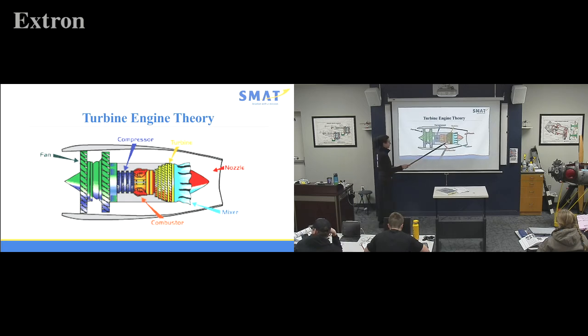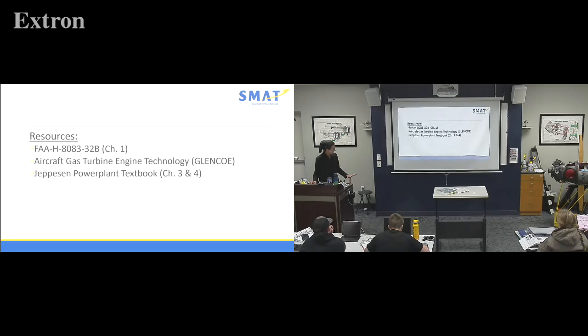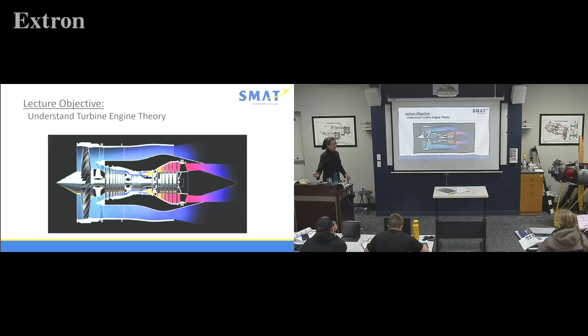Compressor, combustor, turbine. Very good. For this section, we're still in chapter 1 of the textbook. We'll stay there for this section yet. And now we're going to dive more into the theory. Very exciting. You good? This is a cool glowy picture.